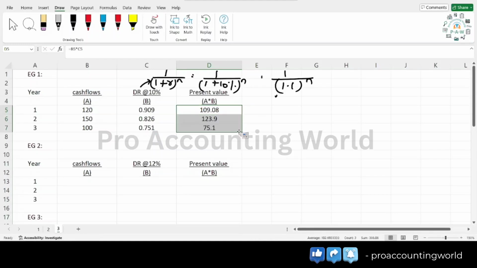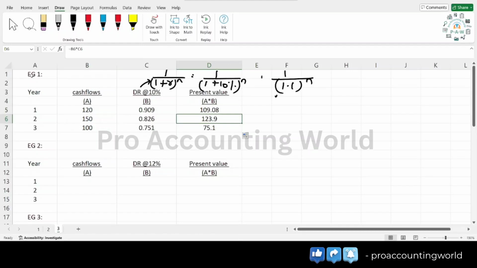I hope example number 1 is clear, all of you. So how do we interpret this? End of year 1 you will receive 120. So what is the present value of this 120 today? So present value of 120 today is 109.08. 150 you will receive end of year 2. So what is the present value of 150 as on today? So it is 123.9. So on and so forth.